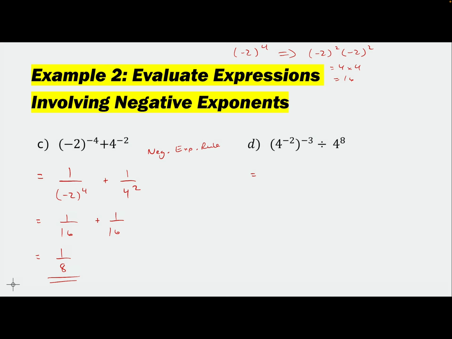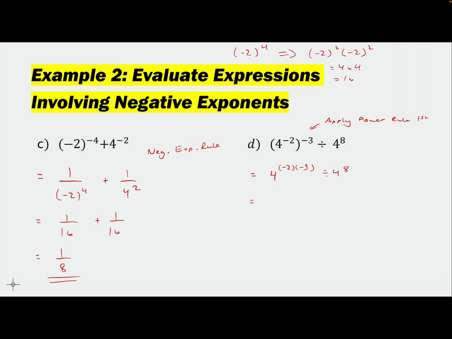Okay, this next one here. So we have the negative exponents. So I notice this is also like a power of a power. So I can apply the power rule first. So we'll say here for that part, apply the power rule. That means when you have a power raised to an exponent, we can multiply the exponents. So we would get 4 to the negative 2 times negative 3. Okay, and then we're supposed to divide that by 4 to the exponent 8.